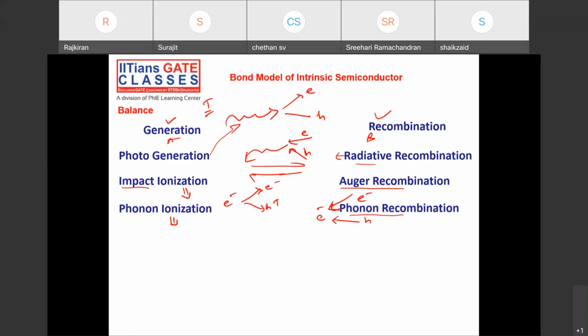So what I am telling is, at a constant temperature, the concentration remains constant, because for every generation there is a corresponding recombination. There is a balance. That is the statement I am making. Clear?